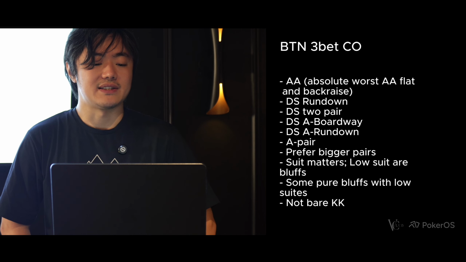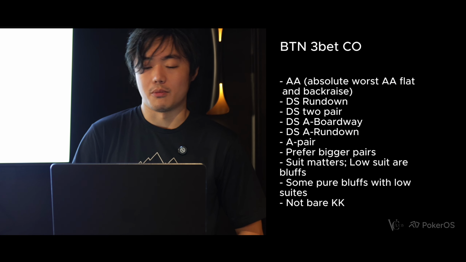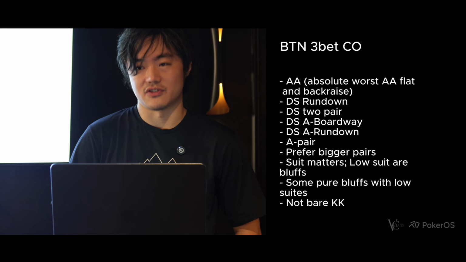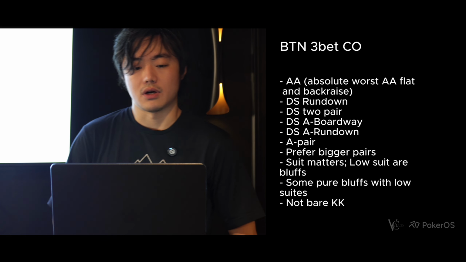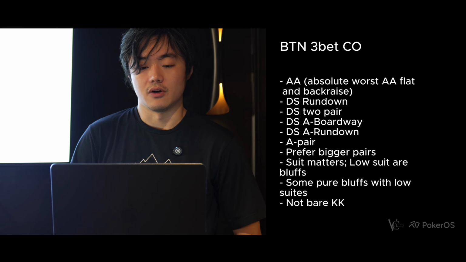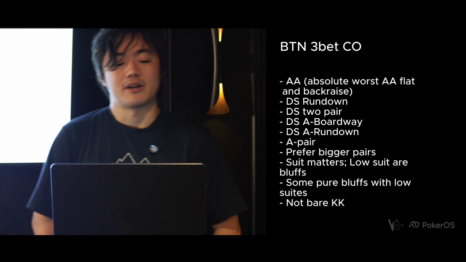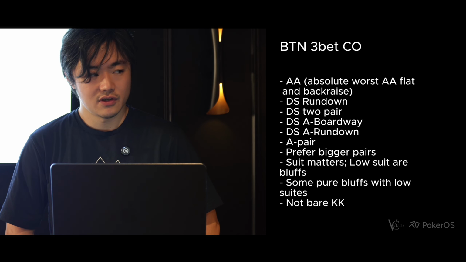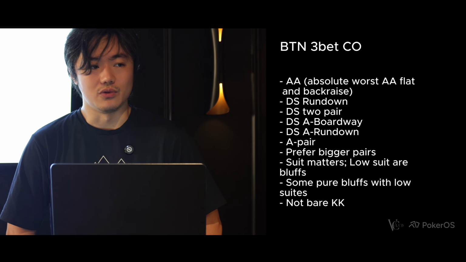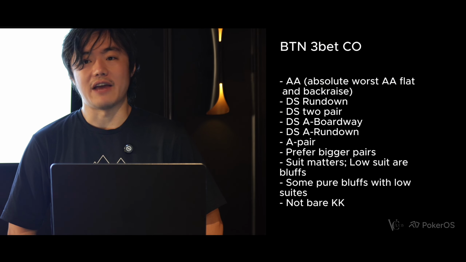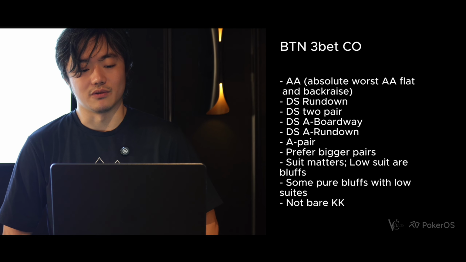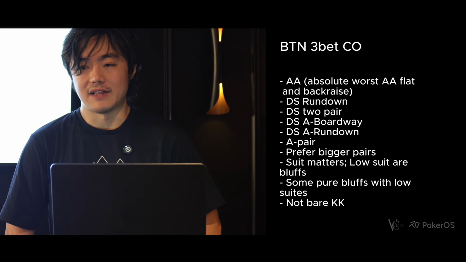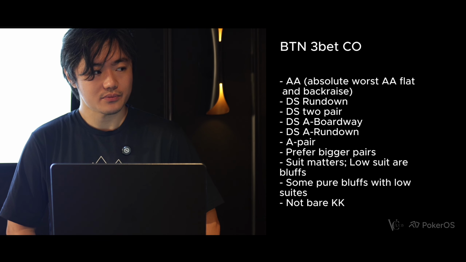The first one is aces. Aces are almost always 3-bet because aces are just strong. It's the strongest combo possible in PLO pre-flop. There's a little bit of an exception: if we have the absolute worst aces, for example, aces 7 deuce rainbow or aces 5 deuce rainbow, then we can flat the 3-bet.